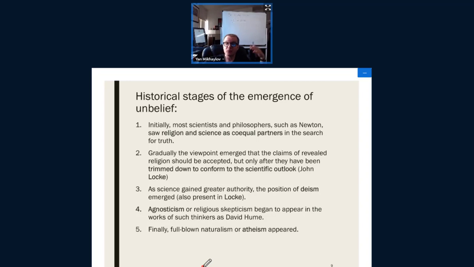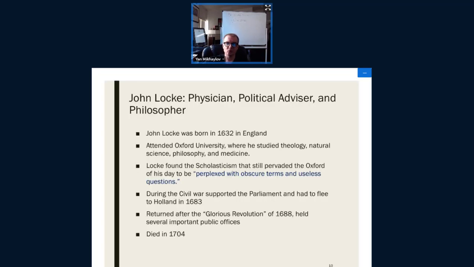And finally, from that, we have this full-blown naturalism or atheism. And that's already more in the 19th century. But again, you can see the progression there. It started from most scientists, if not all of them, actually believing in God, and slowly moved towards fewer and fewer people believing in God. So who was John Locke?